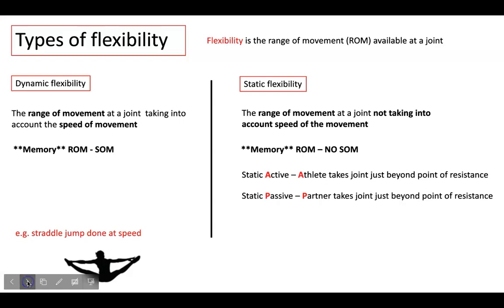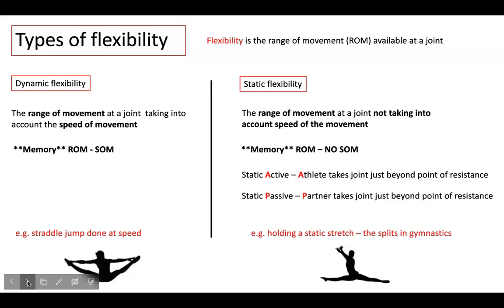And then we've got static passive. This is when your partner takes the joint just beyond the point of resistance. I'll show you some examples of that within lessons specifically. However, just an example of static flexibility would be holding a static stretch, the splits in gymnastics. That would be an example there.